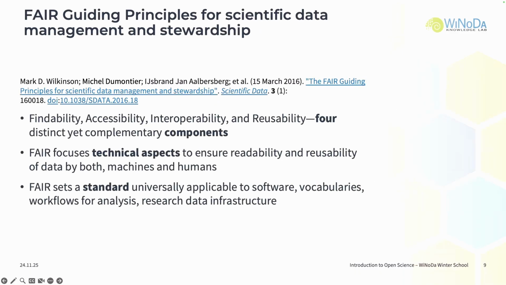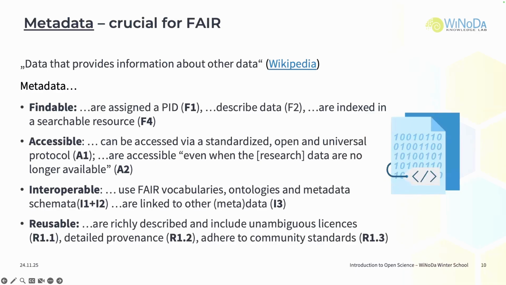The FAIR principles were proposed in 2016 by a group of scientists and organizations in the journal Scientific Data, and they focus primarily on technical aspects to ensure readability of research data by machines and humans. It's what enables automated discovery, access, and integration of data sets, and they shall be a standard that is universally applicable, not only to research data, but also to all things connected to it: software, vocabularies, workflows for analysis, research data infrastructure. The components are distinct, but they are complementary. They go together.